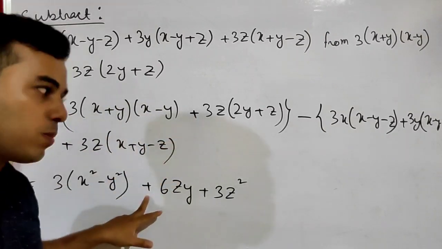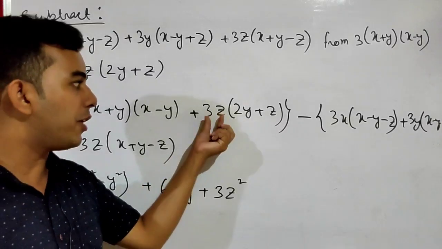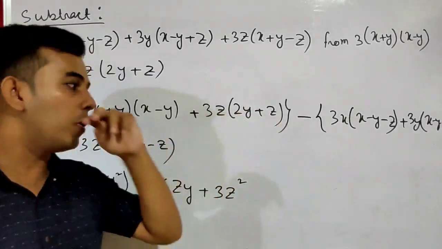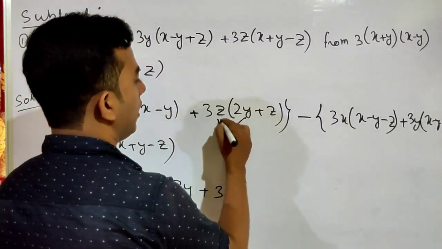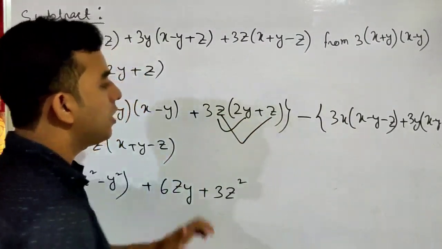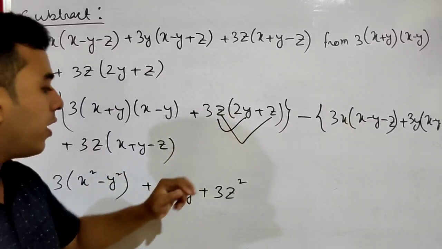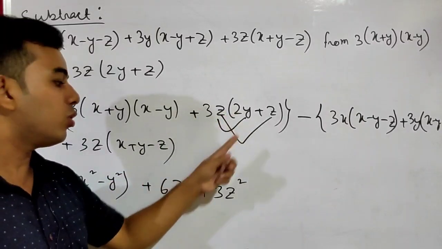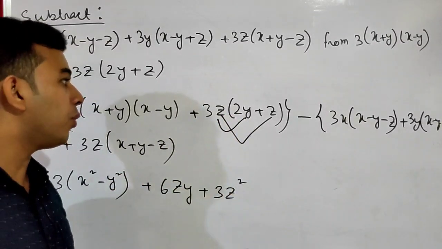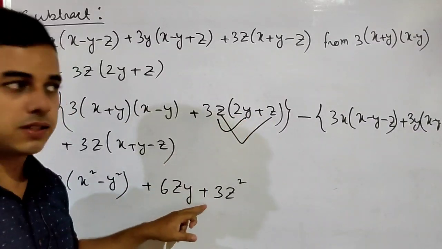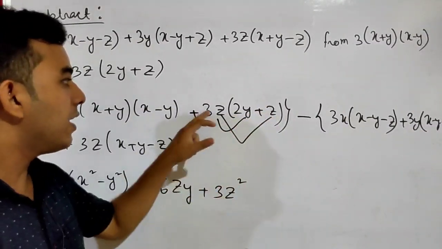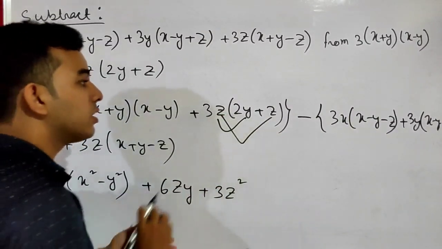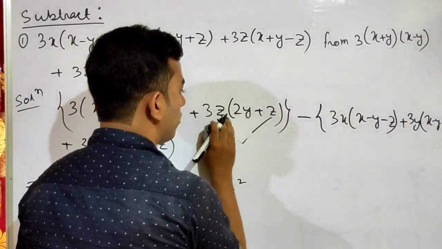Then plus sign, we'll multiply 3z with this one. So first, this one and that. 3z into 2y is what? 6zy. 3 into 2 is 6 and z into y is zy. Then this plus sign, then 3 here, coefficient 1, 3 into 1 is 3. z into z is z square. Clear? I hope this is clear to you, right?